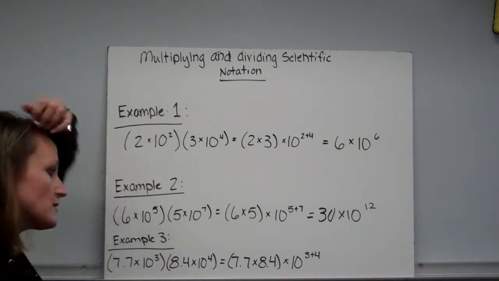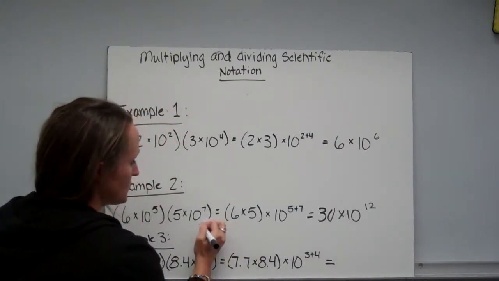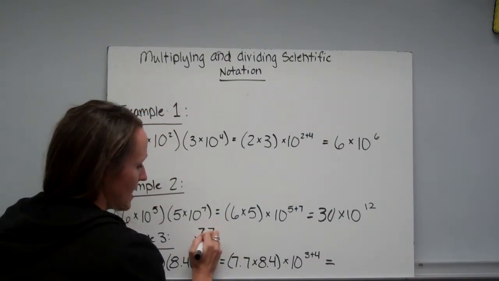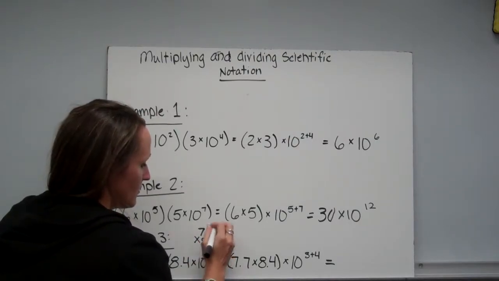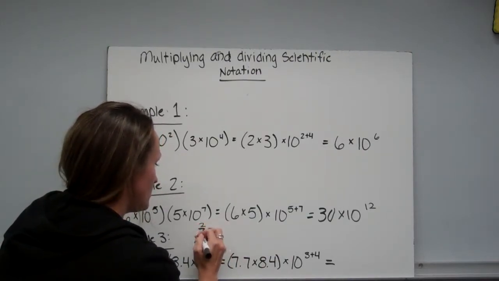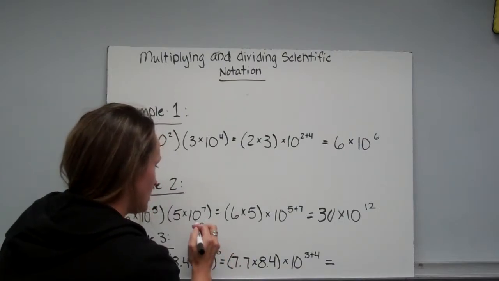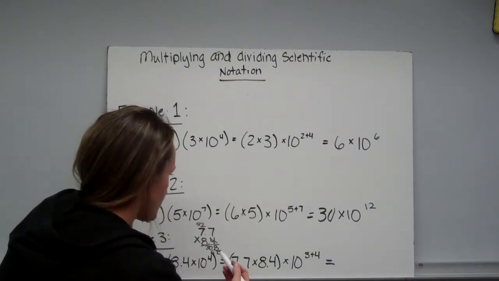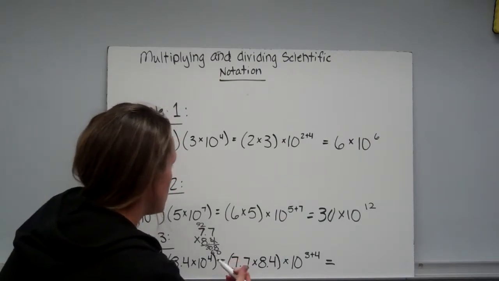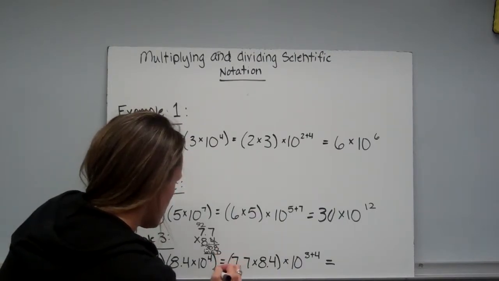Okay, now, what happens when you have a decimal? Well, you still multiply it as usual. So we would do 7.7 times 8.4. 4 times 7 is going to give us 28, carry the 2, 308. 8 times 7 is 56. Carry the 5, 56 plus 5, 61. So we get 8, 6, 4, 6.